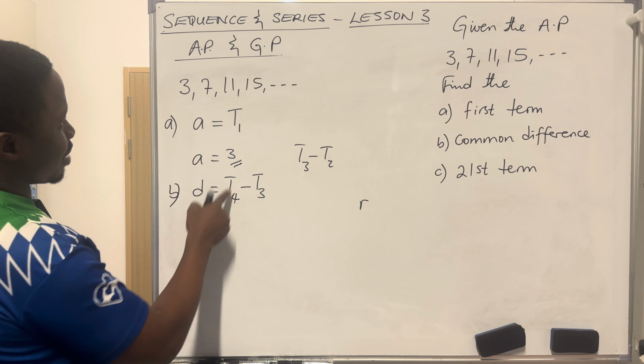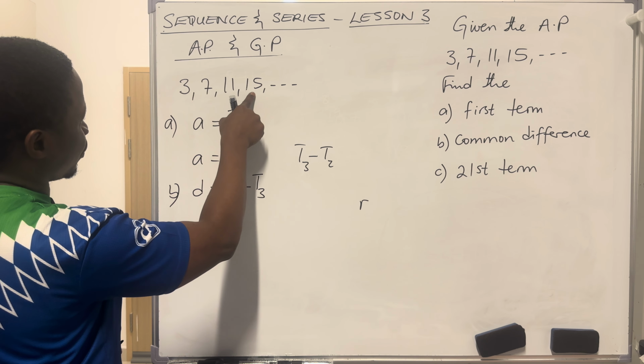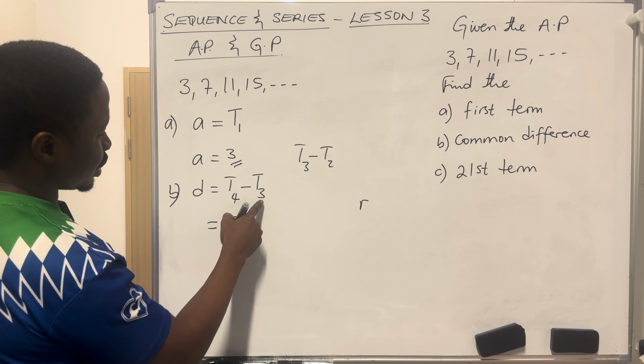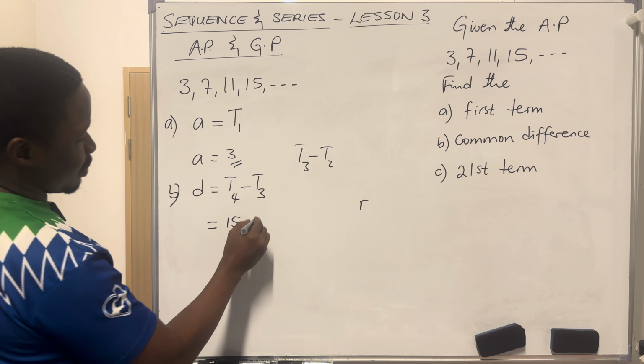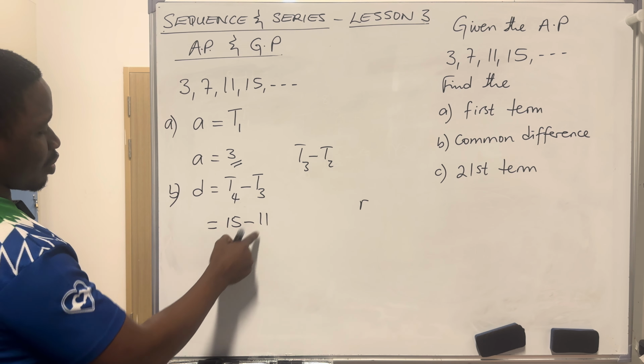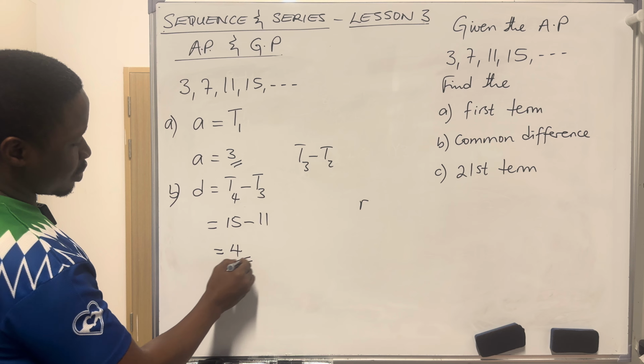So what is the fourth term? 15. 1, 2, 3, 4. 15. What is the third term? 1, 2, 3. It is 11. So 15 minus 11, we have 4.